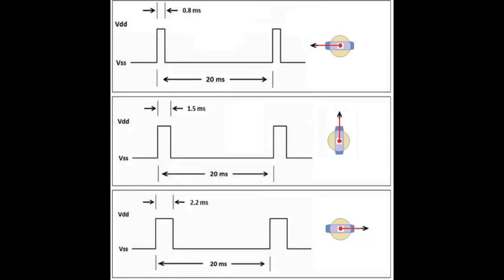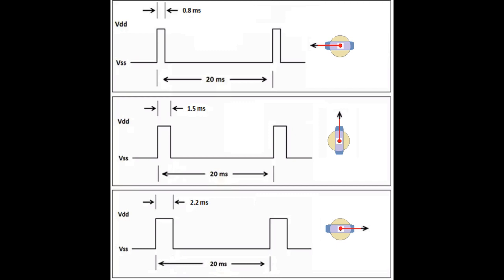Let's take a quick look at this sketch. You will notice at 0.8 milliseconds the motor is at the 0 degrees position. By gradually increasing the pulse width to a maximum of 2.2 milliseconds, the motor rotates from 0 degrees to 180 degrees.